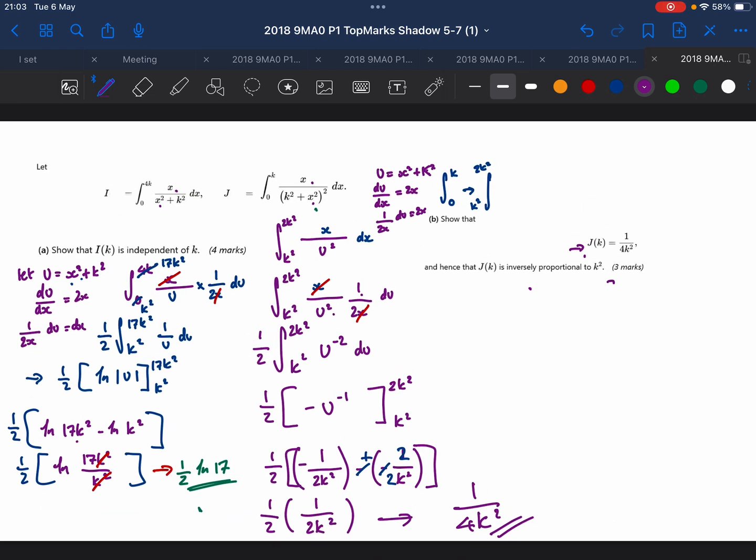So there we go. A couple of questions there that looked quite similar to one another. So what we really ended up doing there was different sort of types of integration by substitution.